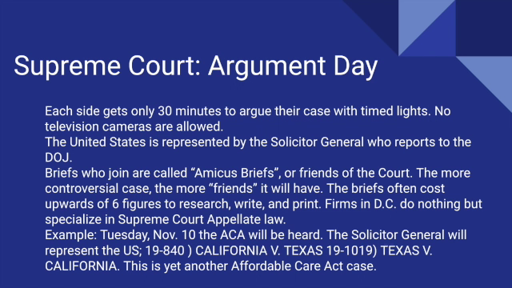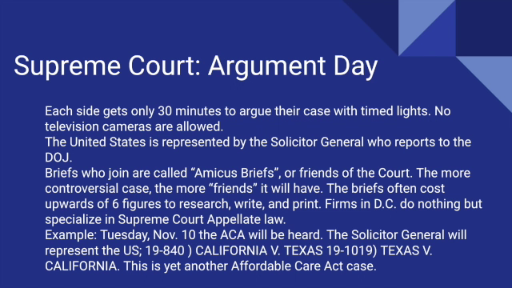So you have these well-funded political interest groups who pick these things up and go, oh, I want to be a friend of this issue. I want to be a friend of that issue. And they all sort of hop on as amici briefs. And they literally do nothing but specialize in Supreme Court appellate law. This is what they live. This is what they breathe. Bless their hearts.